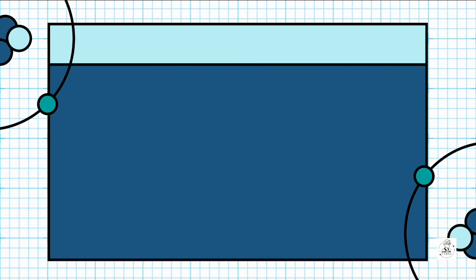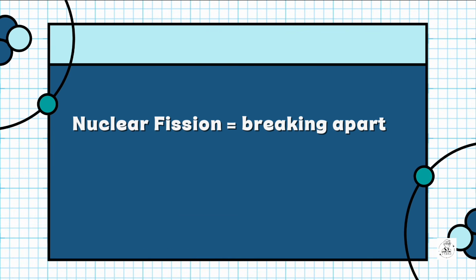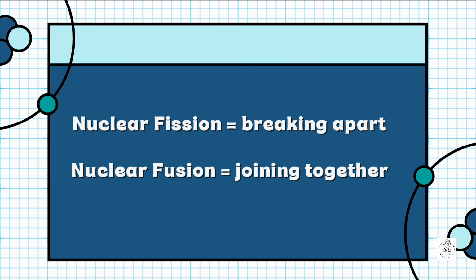So the simple difference is nuclear fission equals breaking apart and nuclear fusion equals joining together. Both of them release energy, but in different ways.